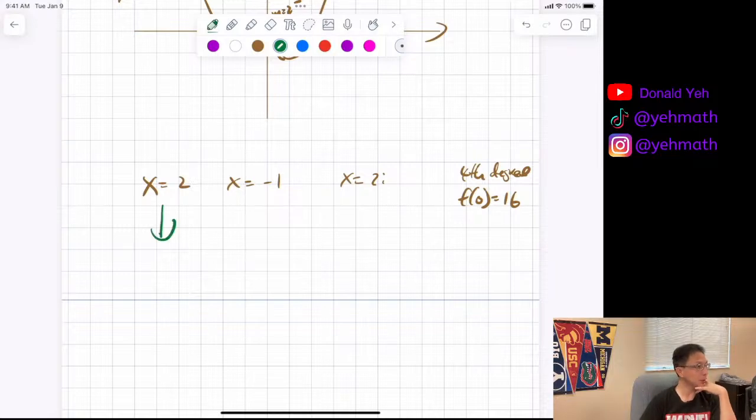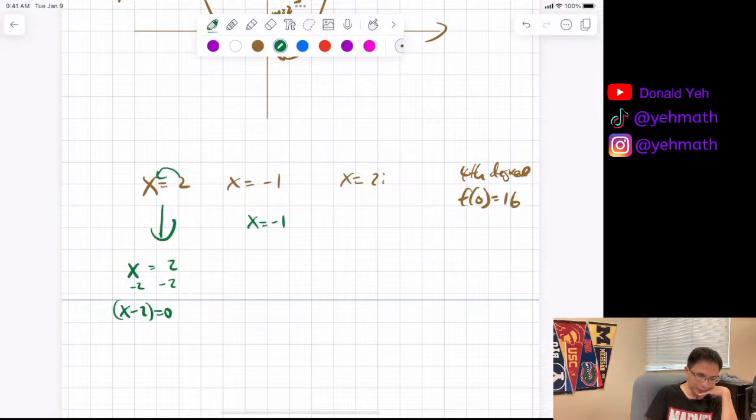What does that tell me? x equal to 2. What is a factor? You have to move the 2 to the other side. So x equal to 2, you minus 2 on both sides. So x minus 2 is a factor. Same thing as x equal to negative 1. I'm going to plus 1 on both sides. So x plus 1 is a factor.